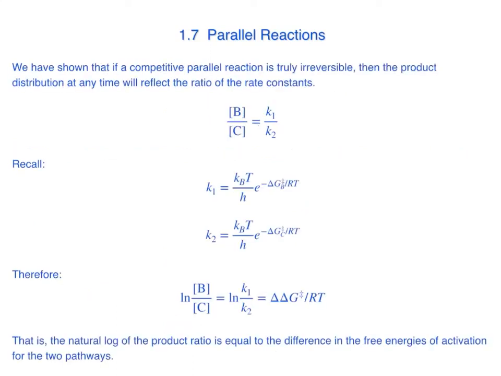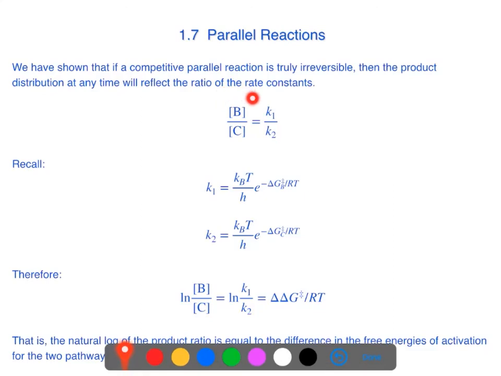So we've shown that if a competitive parallel reaction is truly irreversible, then the product distribution at any time will reflect the ratio of the rate constants. And so we can describe a parallel reaction in this way. The ratio of B and C is simply the ratio of their rate constants.